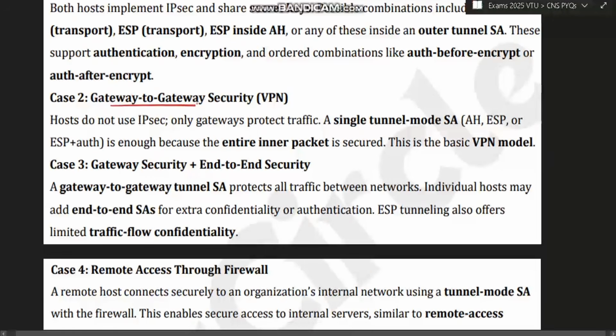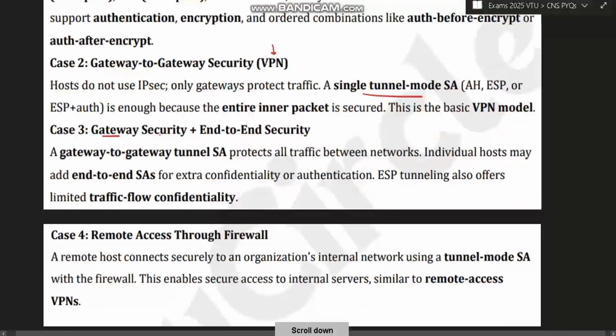Second is gateway-to-gateway security. Hosts do not use IP security; only the gateways protect the traffic. A single tunnel mode SA is enough because the entire inner packet is secured. This is the basic VPN model. That is gateway-to-gateway security, which is also known as VPN. So the gateways will be present with a single tunnel mode SA.